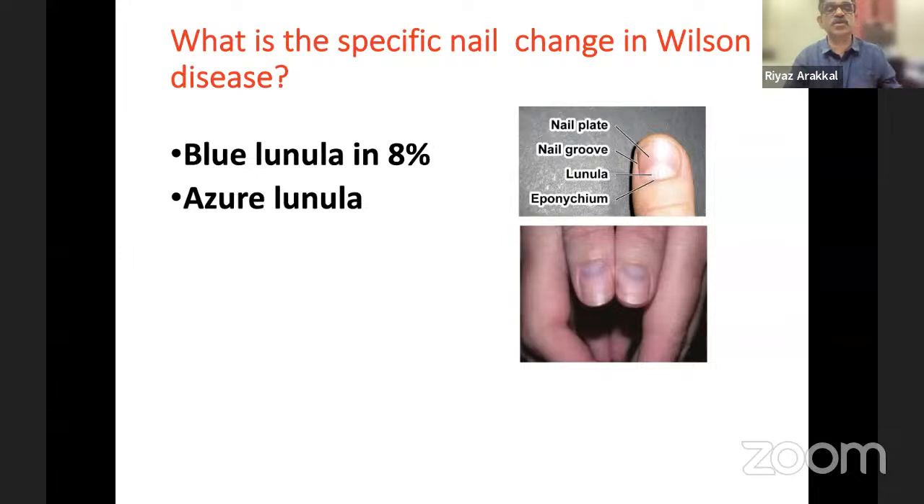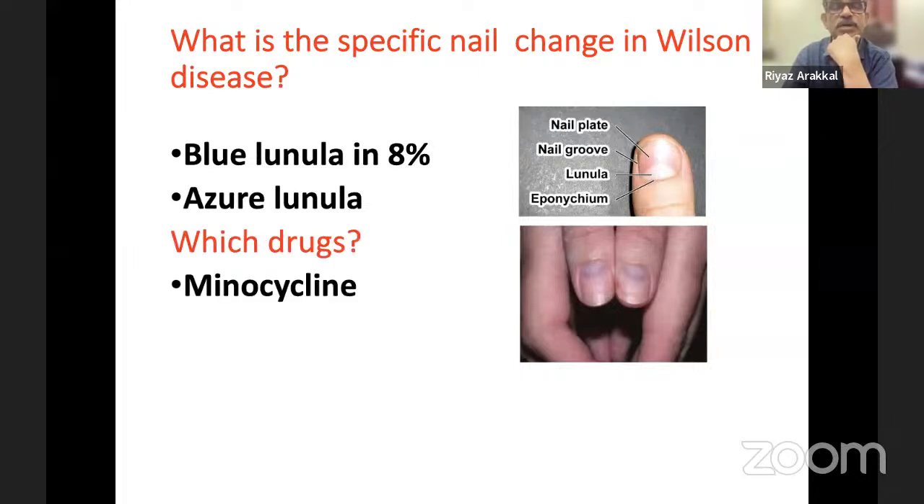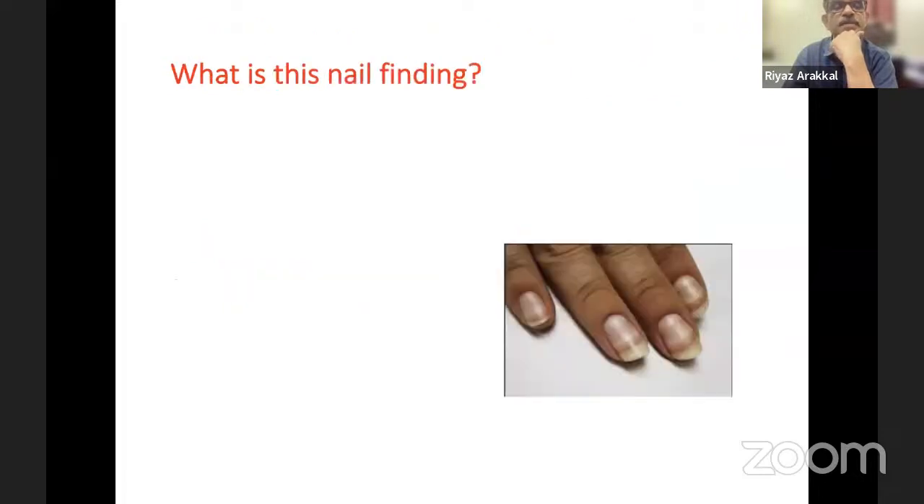What are the other causes of blue lunula? Can somebody mention the other cause of blue lunula? Drugs, like minocycline, prolonged use of minocycline, and zidovudine. Zidovudine used in HIV can also cause blue lunula, also known as azure lunula.